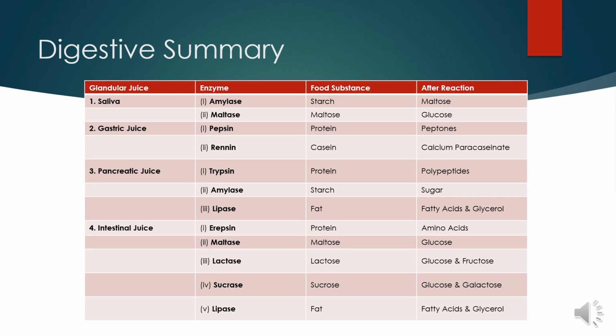4. Intestinal juice: 1. Erepsin, protein to amino acids; 2. Maltase, maltose to glucose; 3. Lactase, lactose to glucose and fructose; 4. Sucrase, sucrose to glucose and galactose; 5. Lipase, fat to fatty acids and glycerol.